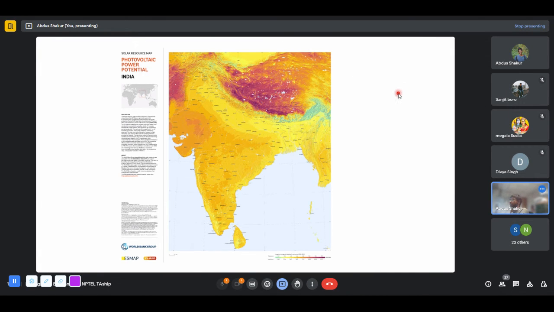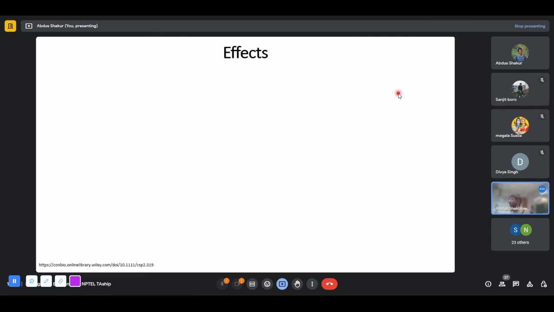So yeah, let's just talk about the effects a little bit. So we're just saying this is good. It has huge potential to reduce climate change, and it has been doing well. So yeah, so far so good. But does it have any effects? Let's have a look at some of those effects. So it has a lot of effects.